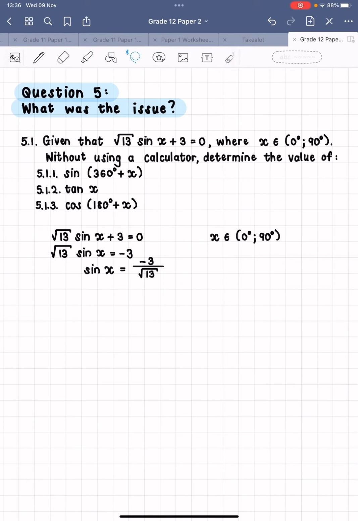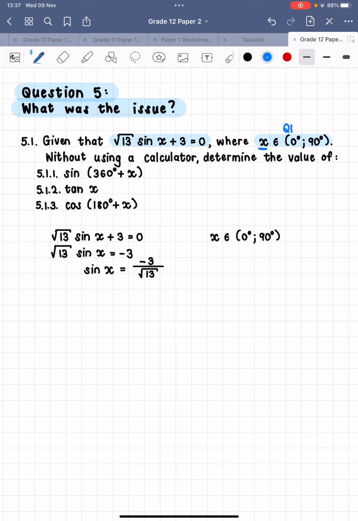So if we read through the information that was given, we'll see that they say, given that root 13 sine x plus 3 is equal to 0. Guys, that's important. That is true. That is given. So we can't change that. That is given, where x is an element of 0 to 90. Now, we should know that that means that the angle x has to lie in the first quadrant.